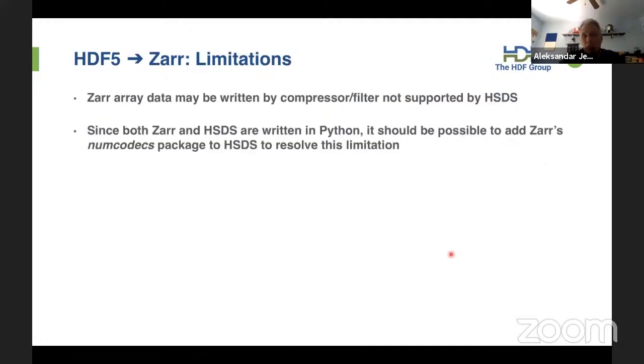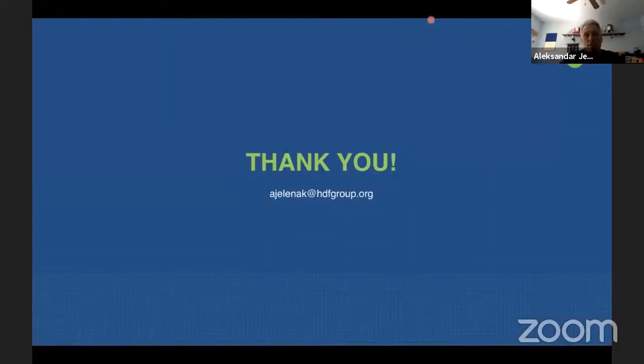The limitations: the only one right now that we see is really the compressors and filters that ZARR array data uses that maybe HDF5 can't support, or are not supported by HSDS. But I'm hopeful that that's not really a problem because both the ZARR Python package and HSDS are Python applications. And so I think it should be possible for us to support ZARR's numcodecs package, and so HSDS should be able to decompress the ZARR data. And that's basically it. I'll stop sharing now and see if there are any questions.